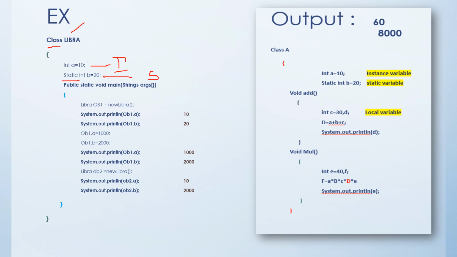Public static void main(String args), we have given this syntax. Next, if you see here, Libra obj is equal to new Libra. As we said, in a local variable or an instance variable, we saw the object reference. So Libra is the type, obj is the name of the variable, and this is an object reference. With new, we are creating this object. Then System.out.println(obj).